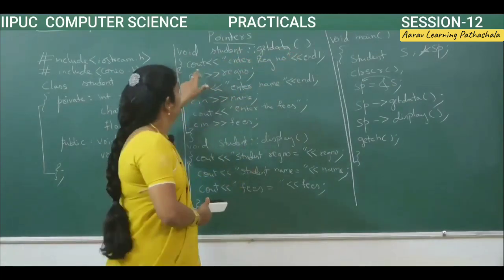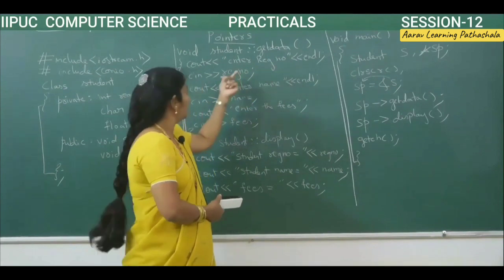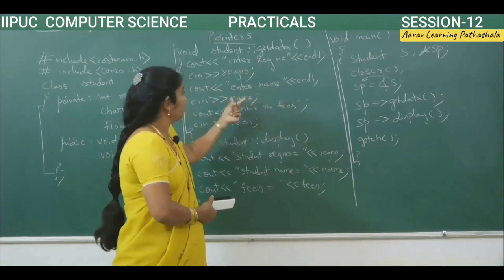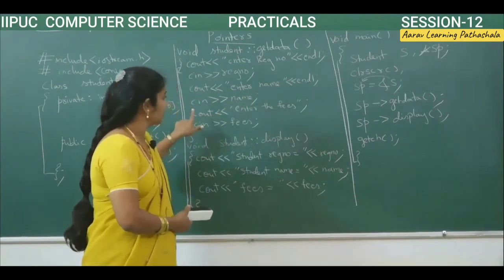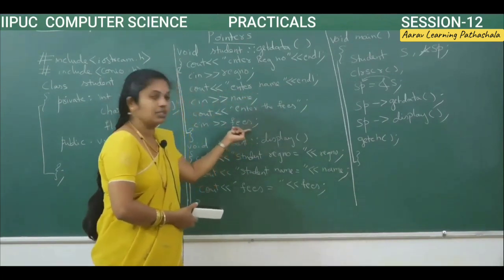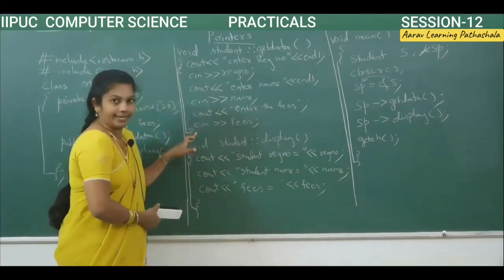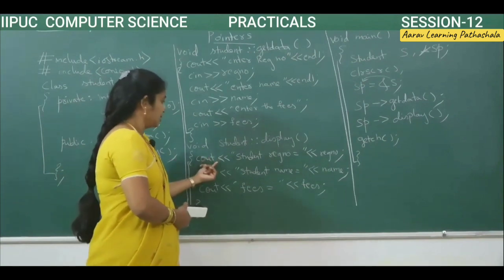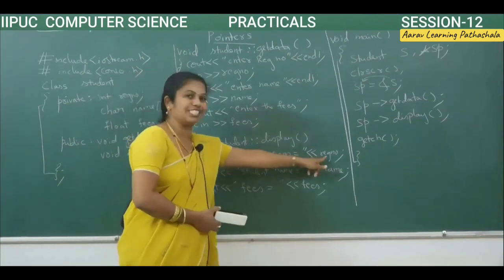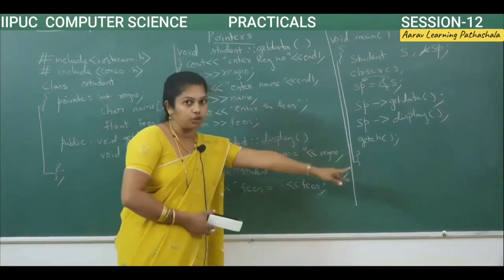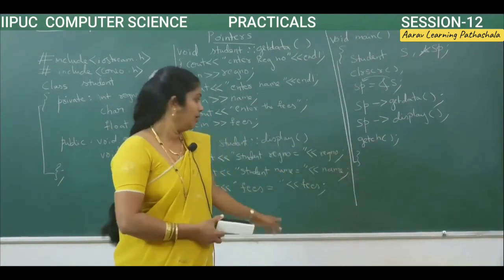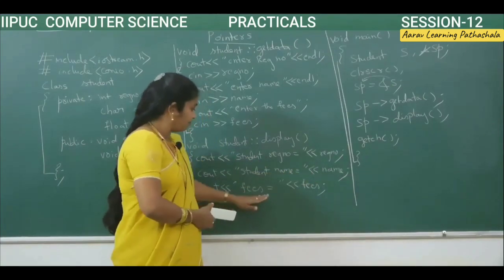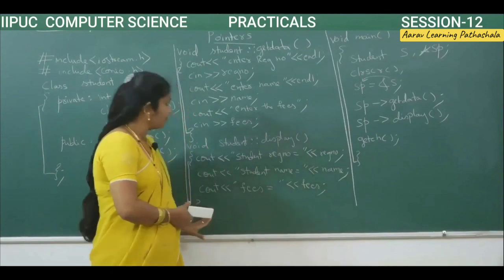For input purpose, cout enter register number, input the values. Cout on the output screen we want to display, enter name, then input the name. Next cout enter the fees, input the fees value, then we close the get data function. Next in the display function display all the values, that is cout student register number equals, display the register number. End line is optional, if you want you can use it, otherwise not required. Then student name display the name, student fees display the fees, then close this function.